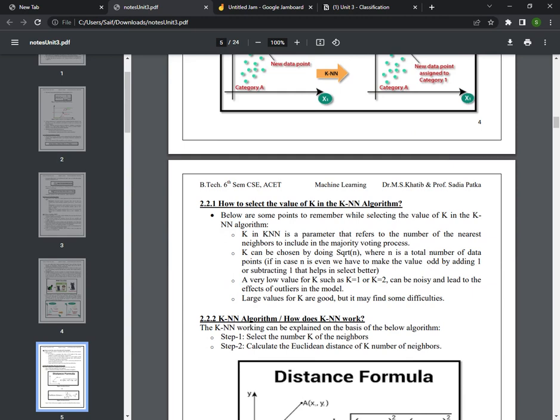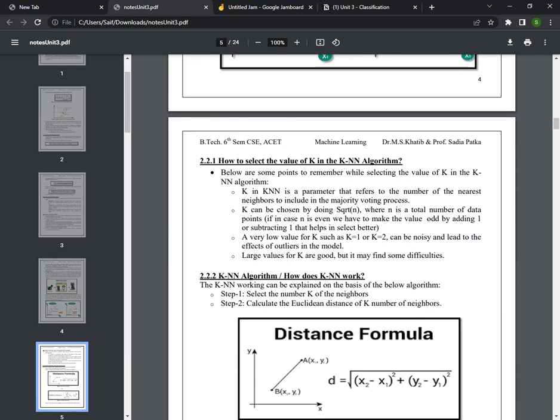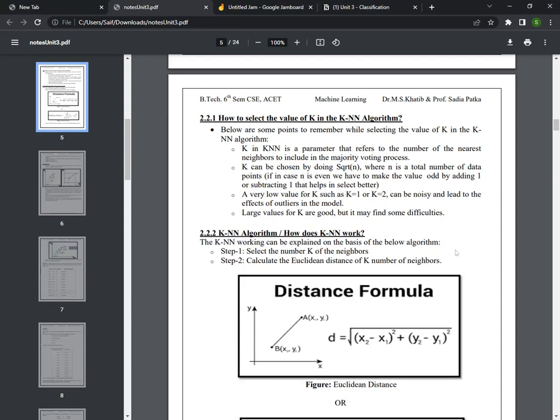Now, how to select the value of k in the KNN algorithm? This is also an important concept that we have to write in the paper. So now we are going to see how to select the value of k.